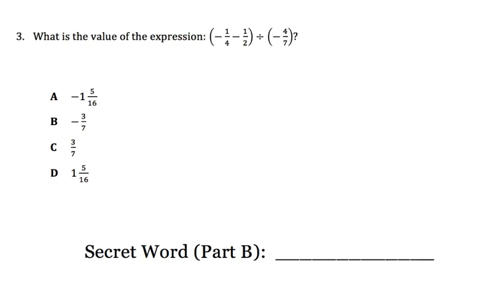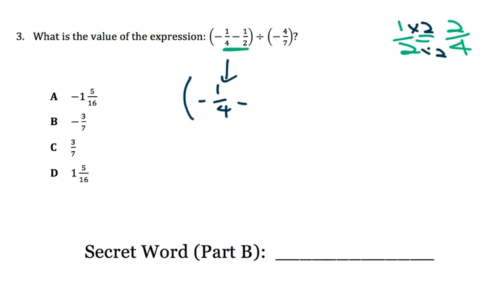Last problem. Again, this is an order of operations problem. And inside these parentheses, there's something to do first. So the first thing we're going to do is -1/4 minus 1/2. Let's make the denominators the same. So I'm going to take 1/2 and turn it into fourths. 1/2 is equivalent to 2/4 because they're both a half, but also because you can multiply by 2/2. So this problem can be rewritten as -1/4 minus 2/4 divided by -4/7.